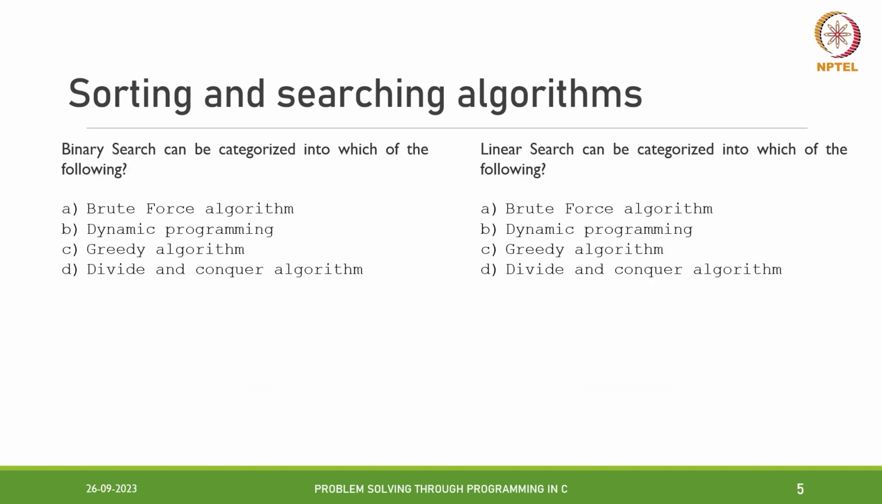Okay. Now let's classify linear search and binary search as types of algorithm. There can be different types of algorithm. Now, linear search, what kind of algorithm do you think it is?